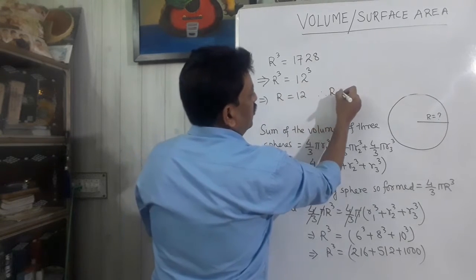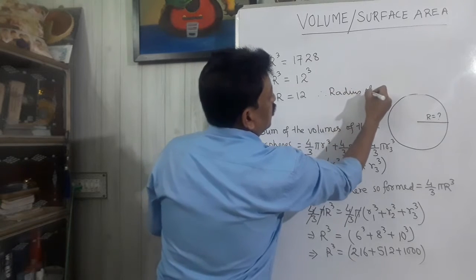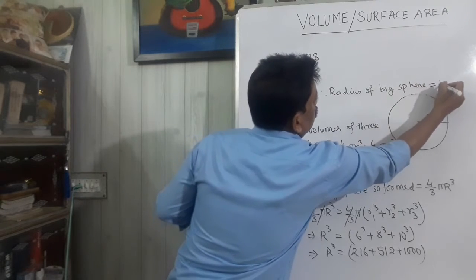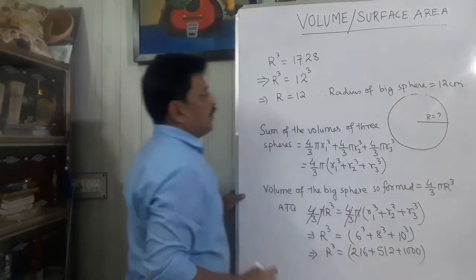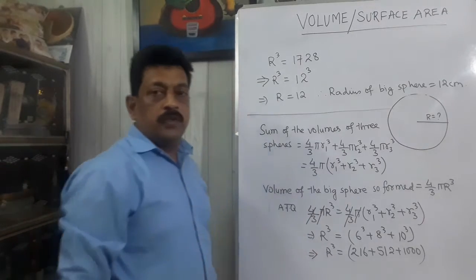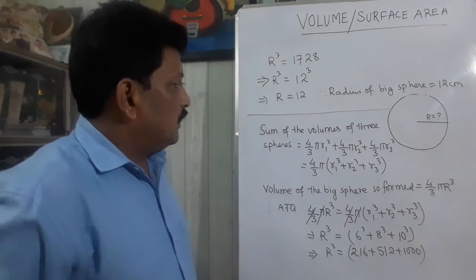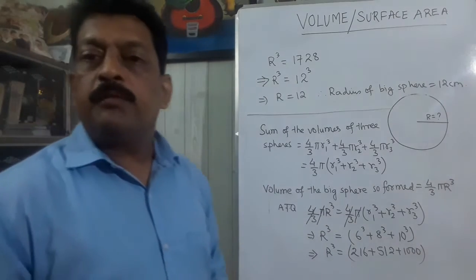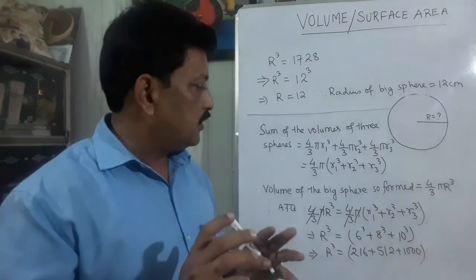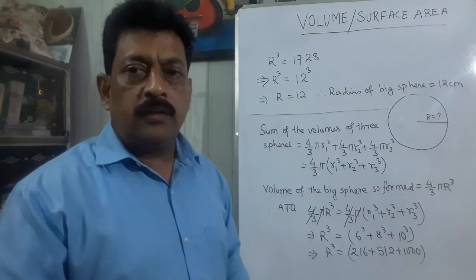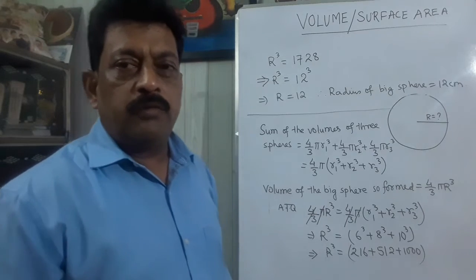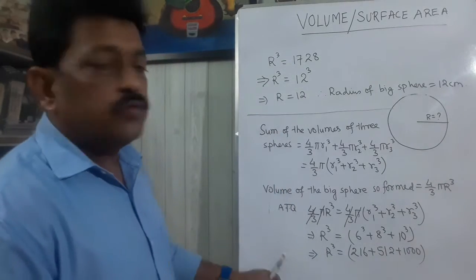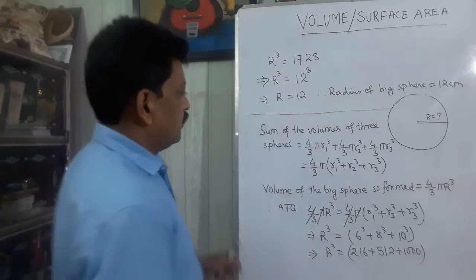Therefore, the radius of the big sphere equals 12 centimeter. Hope you have understood the sum. It was a really very easy one. Just apply the concept and always remember the formula. If you can keep the formula in your mind, then the sum will not take so much time. It will be done in very quick time. So let me erase this one. Let me give you one more example of the same type.